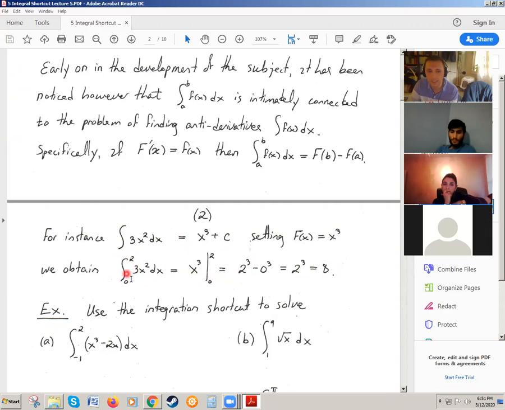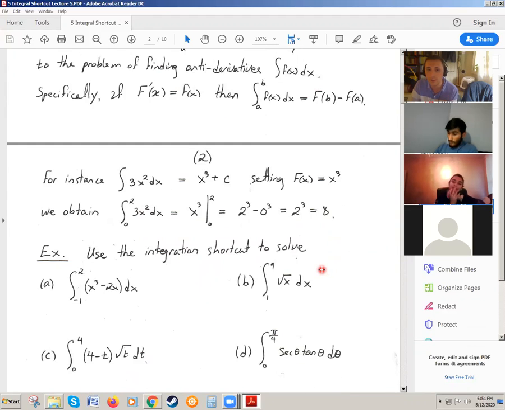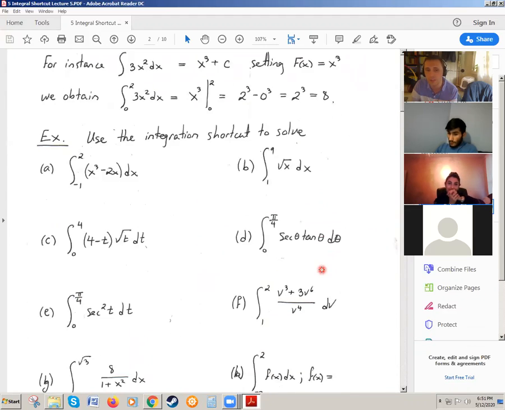Procedure-wise, instead of going through Riemann sums, I can find an antiderivative, evaluate the antiderivative at the top number, and subtract the antiderivative at the bottom number. You see? That gives us 8. Let's see if you can do it. You see, I explained very little yet.